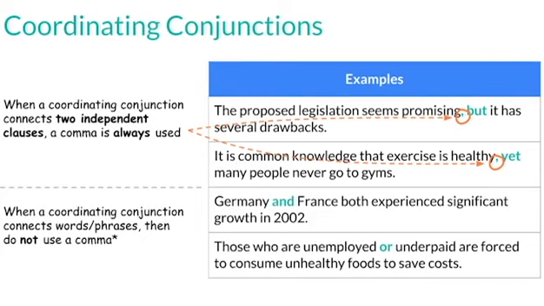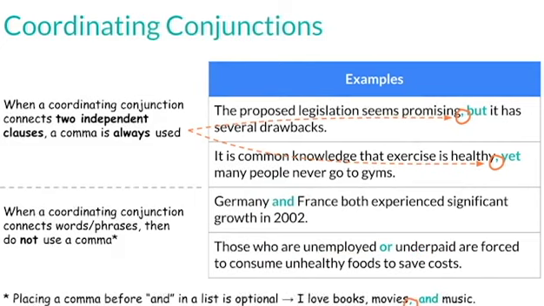On the other hand, if a coordinating conjunction simply connects words or phrases together, then we do not use a comma. As you can see here, this conjunction is only connecting words together, so we don't use a comma. And in this sentence here, the conjunction or is simply connecting the words unemployed and underpaid together. Now, on a final note on commas, whenever you have a list, using the comma with the and is optional. So for example, if you have a sentence like, I love books, movies, and music, the comma before the and in a list is optional. So if you want, you can use a comma, and if you don't want, you don't have to.